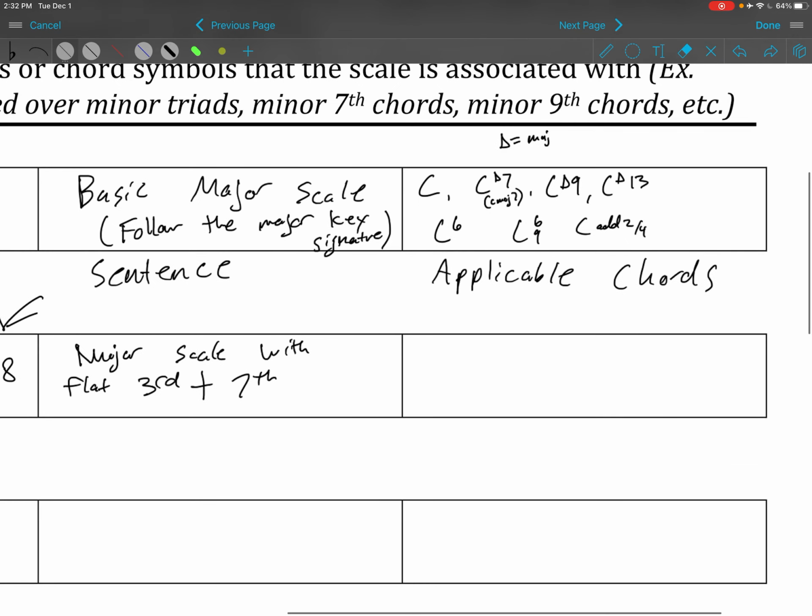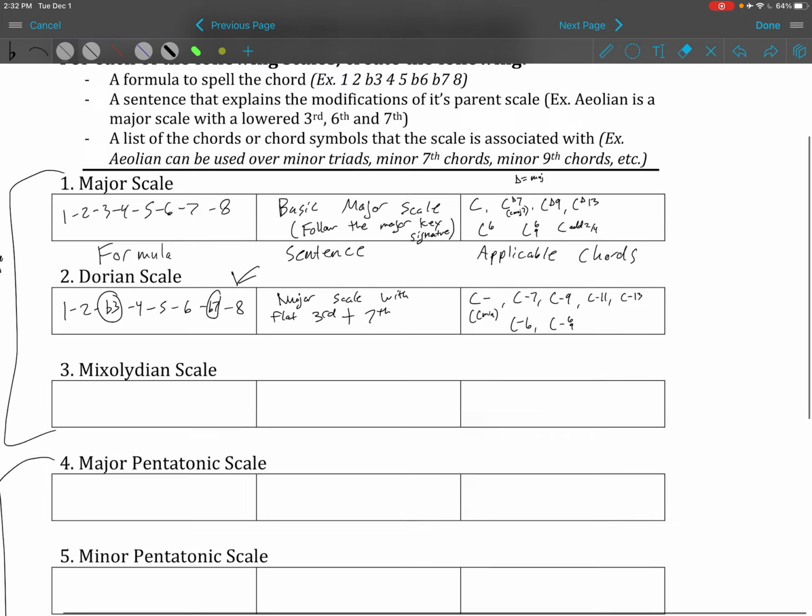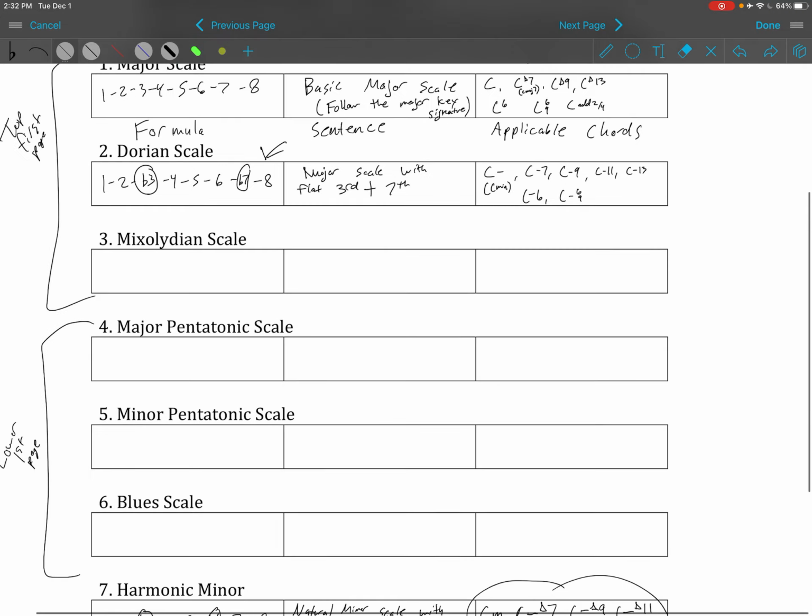Let's put this in right now. So let's do all the minor chords. So again, I'm going to use C as the example. We could have C minor, which again is the same as C M-I-N. Okay. We could have C minor 7, C minor 9, C minor 11, C minor 13, C minor 6, C minor 6, 9. And that's pretty much it for those, I think. So you get the idea for all these.